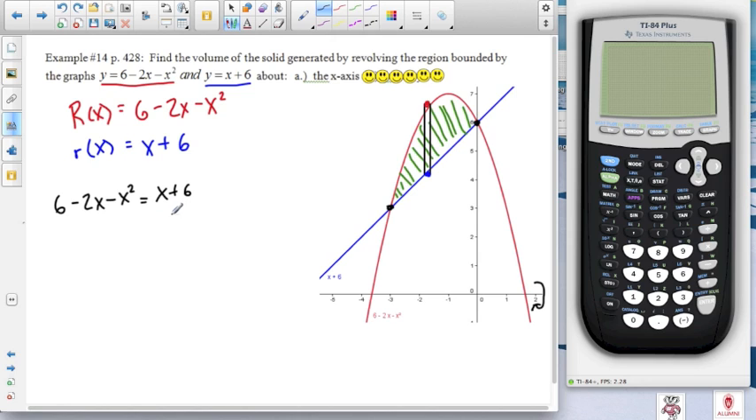And as we solve this, I'm just going to go ahead and move everything to the left side. I'm going to add the opposite of x. I'm going to add the opposite of 6.